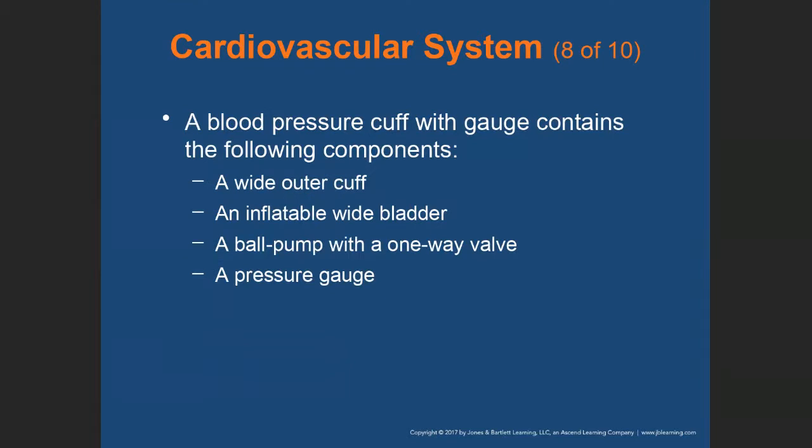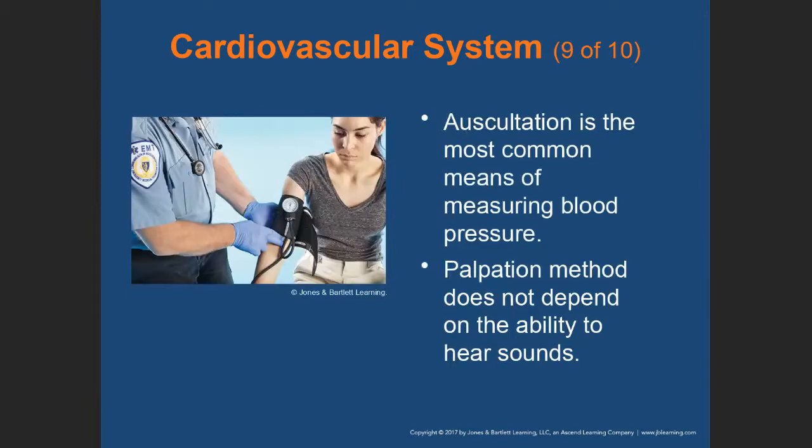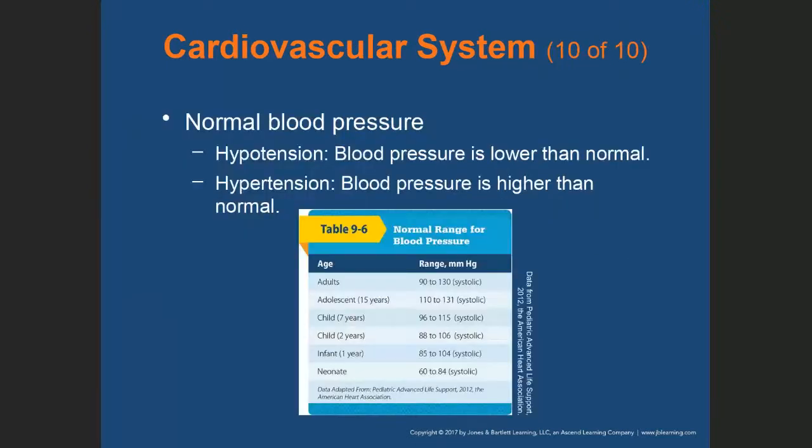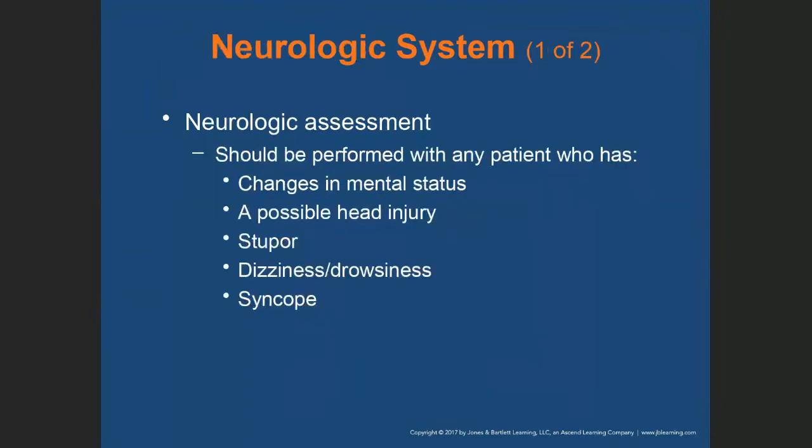A blood pressure cuff gauge contains the following components. We're not going to go through this section because that's practical. Right? So this is practical, being able to obtain a blood pressure reading. We're going to go through this in practice. Normal blood pressure. Hypotension, blood pressure that is lower than normal. Hypertension, blood pressure that is higher than normal.